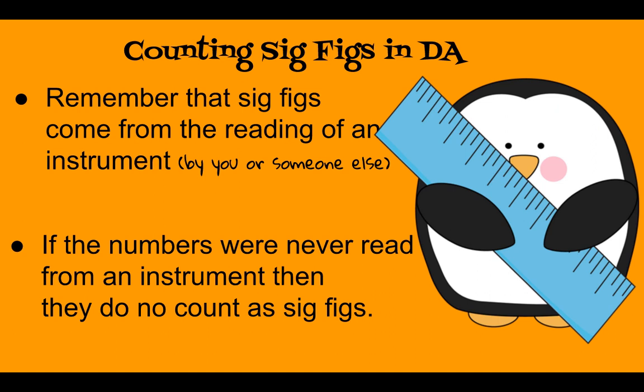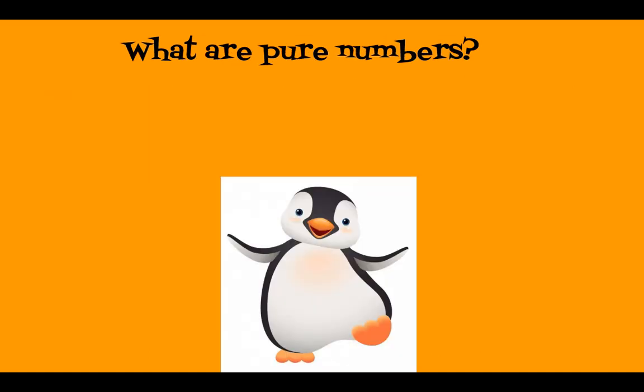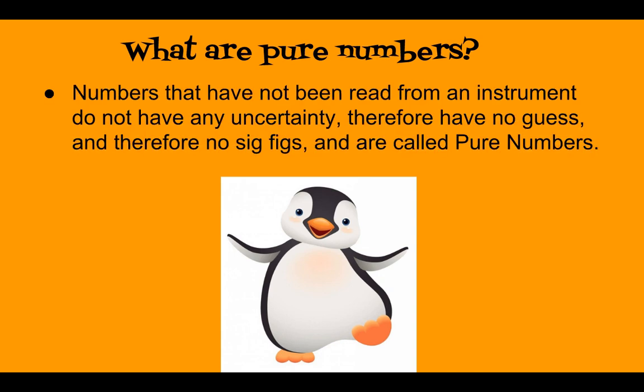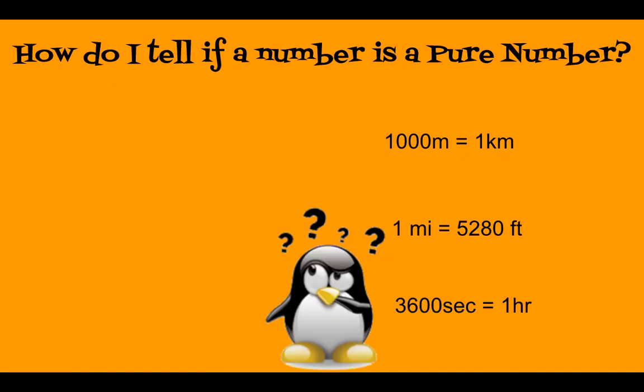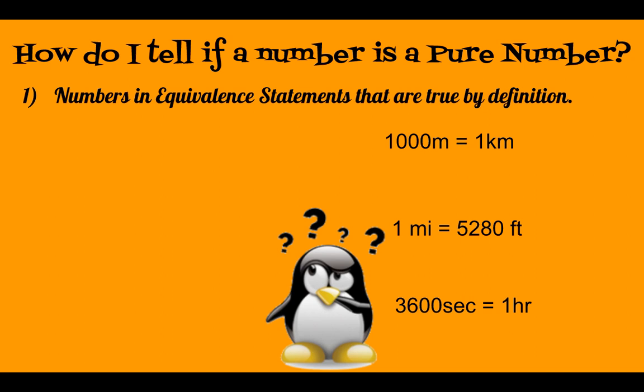So let's go over 4 things you need to know to determine whether or not a number is considered a SigFig. So we call these numbers pure numbers. If there's no uncertainty, there's no first best guess, then they're called pure numbers. So let's look at some examples of pure numbers. If you look at the equivalence statements over on the right, you can see that they have something in common.